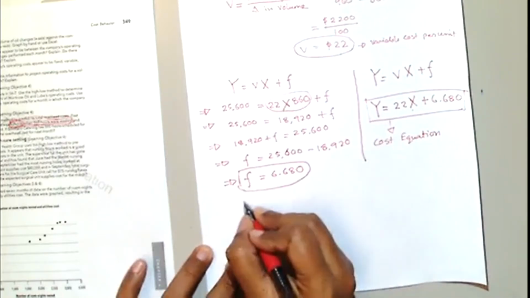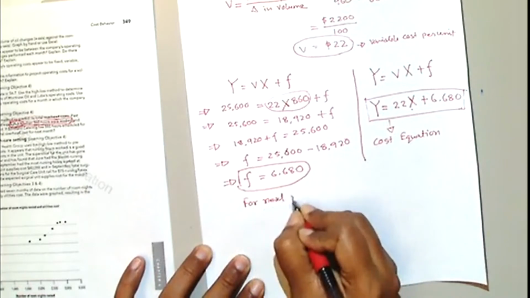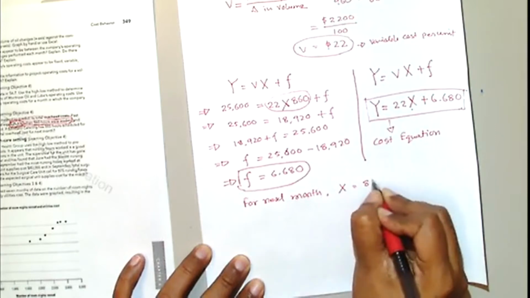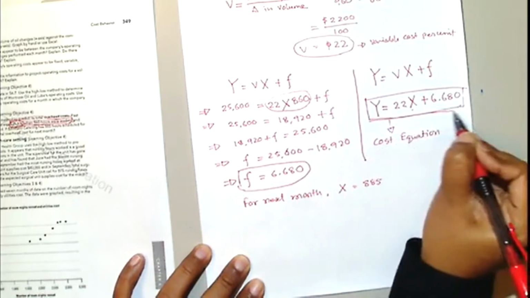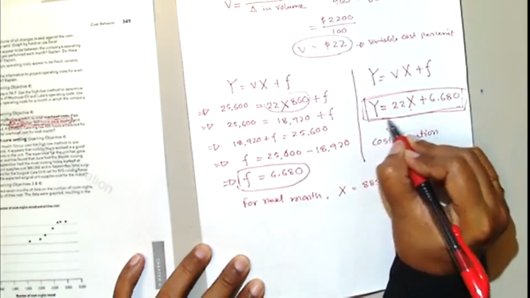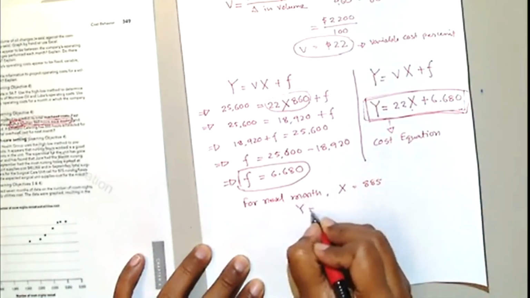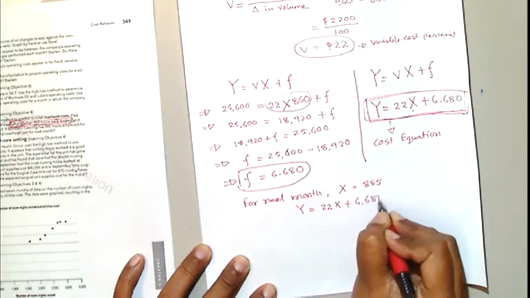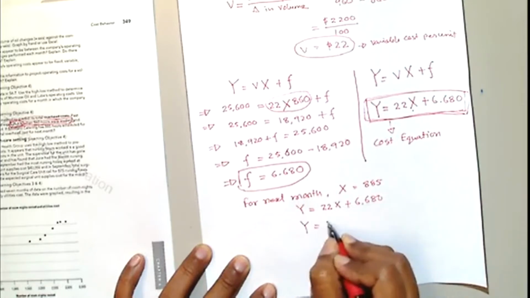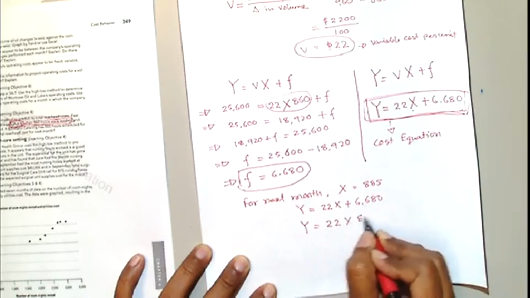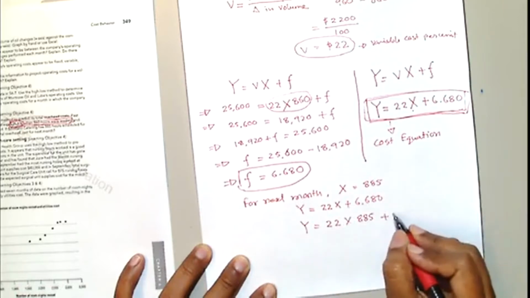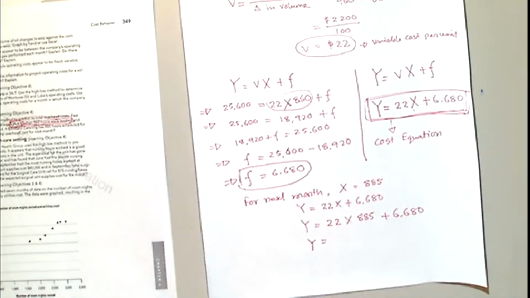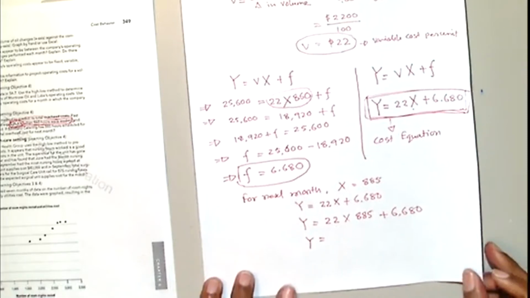So for next month, our X or number of hours is 885. Now you know your cost equation, so you're going to plug in the value of X. I'm writing the cost equation again. Y is equal to 22X plus 6,680. So now we know how much our X is. X is 885. And you know V, you know F. So if you do this little calculation, you will find Y. Y means what will be your total cost for next month.